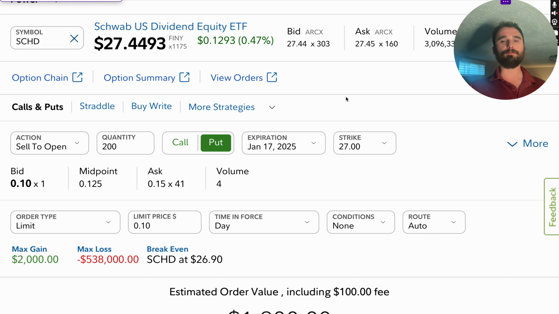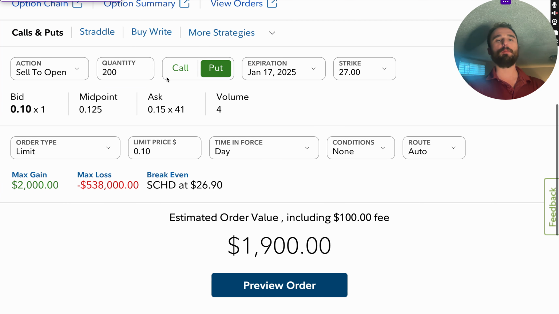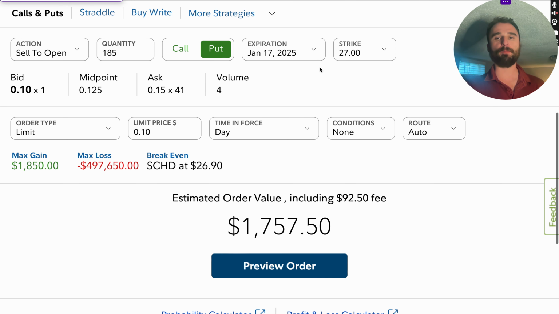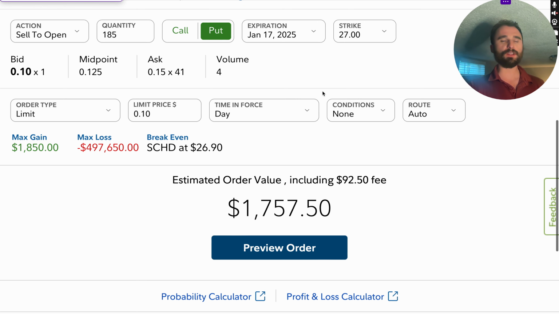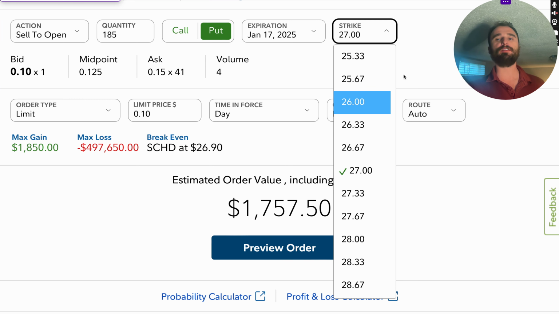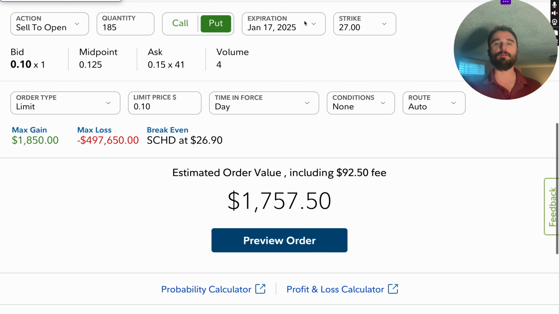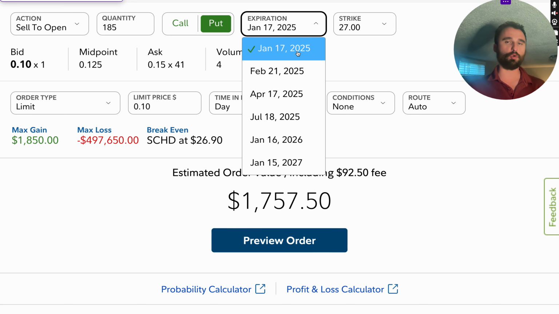We're going to take that all at once, and we're going to buy basically 18,500 shares. So that's 185 put option contracts. Now, these put option contracts have a strike price of $27 per share. So the first step in the wheel strategy is to sell a put, or basically to get paid to buy stock or buy an ETF. Now, this expiration is January 17th, 2025.